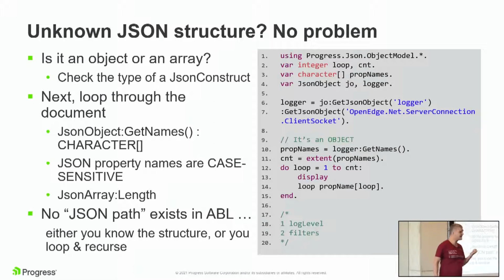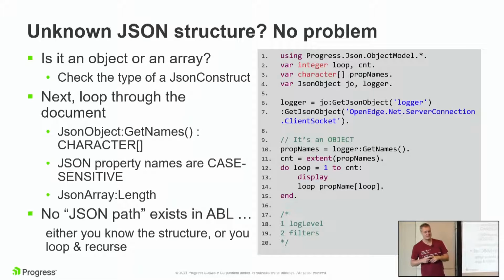So we check the data type, which I'm not doing here, which I did in my earlier slide. If the type of the JSON construct is an array, cast to an array. If it's an object, cast to an object. The next thing we want to do is start looping through and working down.